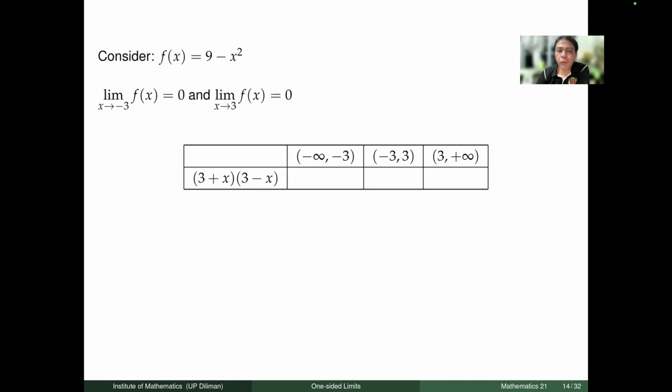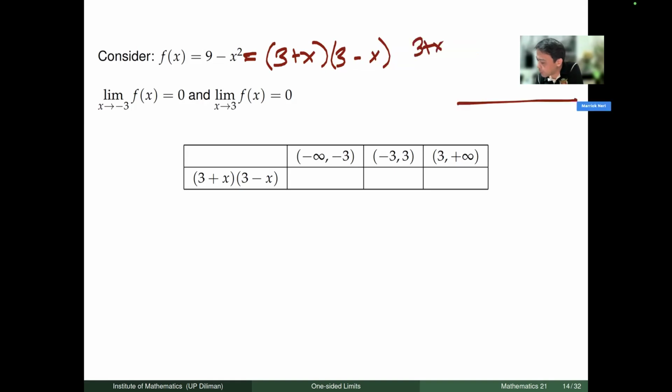Now, if we factor 9 minus x squared, the factors are 3 plus x and 3 minus x. Now, this will vary in signs. So if you're familiar with the table of signs, for 3 plus x, the critical number is negative 3. So this becomes 0 at x equals negative 3.